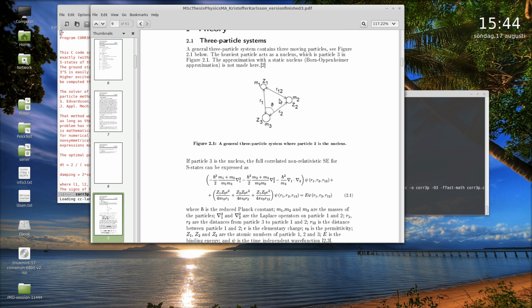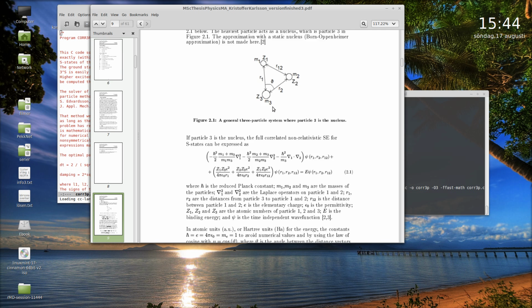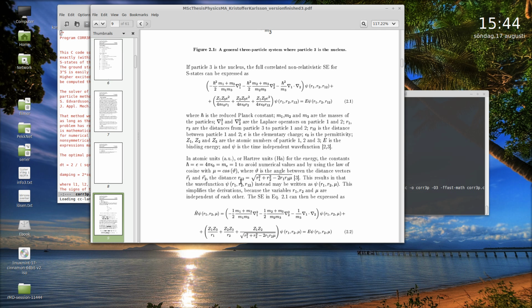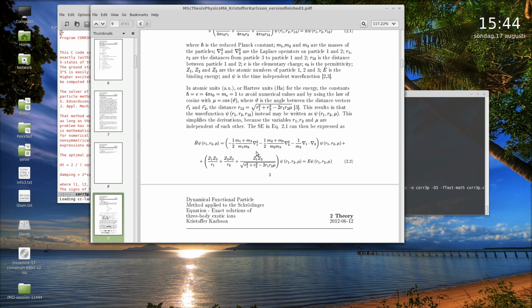If R1 changes, theta does not need to change, and if R2 changes, theta does not need to change, and neither does cos theta, or mu. So mu is an independent variable, and we are going to solve this equation instead.